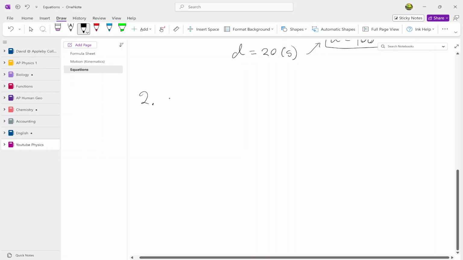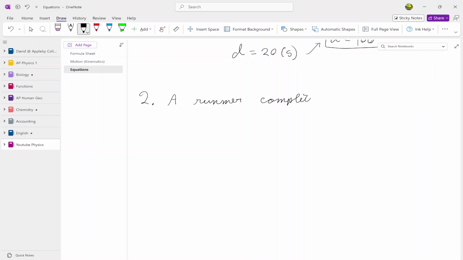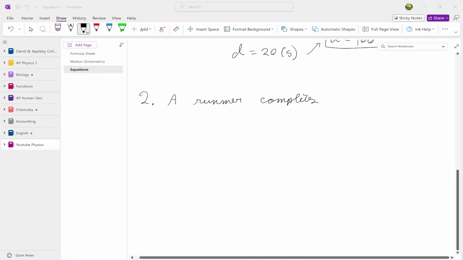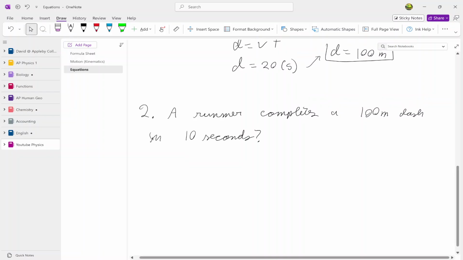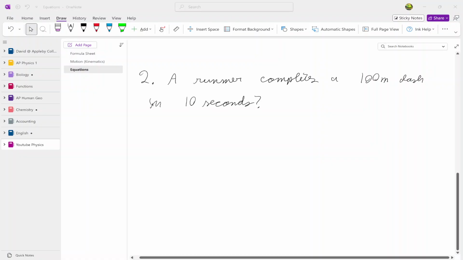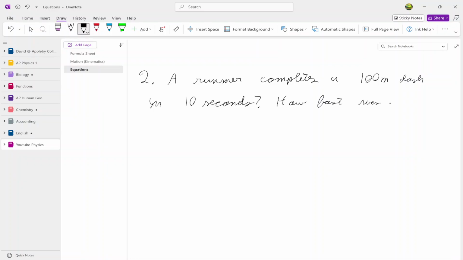So a runner completes a, what can it be? We can use the track, yeah, 100-meter dash in 4 seconds. Okay, and actually no, it's not realistic. Let's do 10 seconds. So okay, well, how fast was he running?